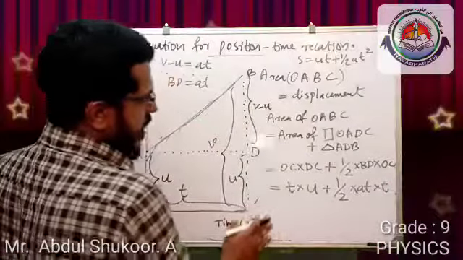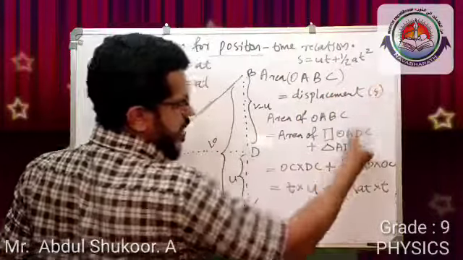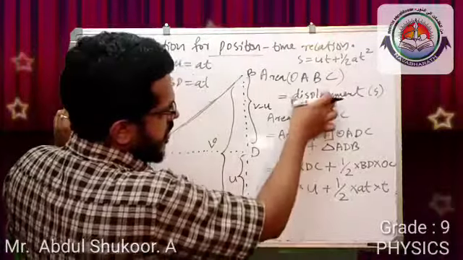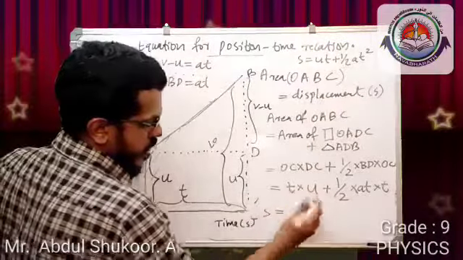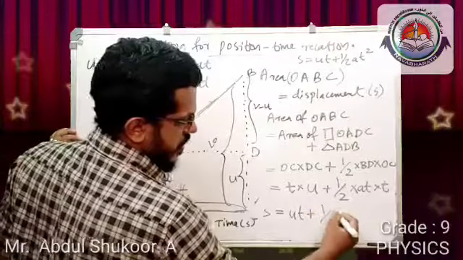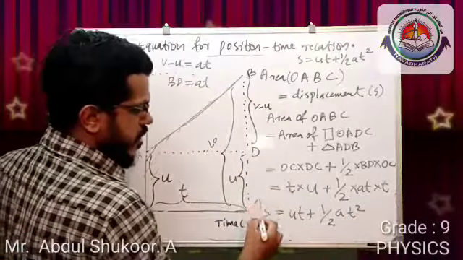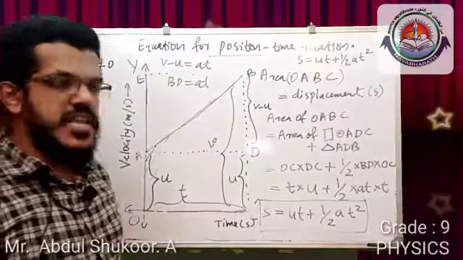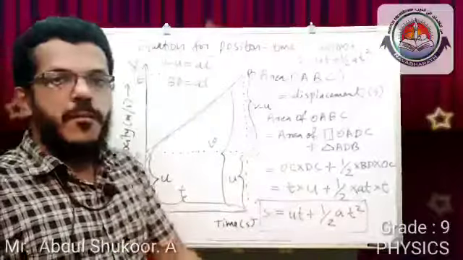Then the area is equal to displacement. The displacement can be represented by the letter S. Then S is equal to, that is, area is equal to S, displacement. Then we can write S is equal to UT plus half AT into T square. That is S is equal to UT plus half AT square. That is the second equation of motion. That is the equation for position time relation.